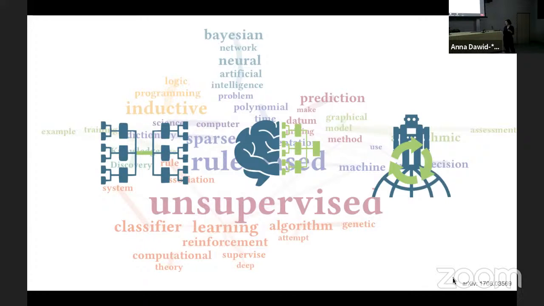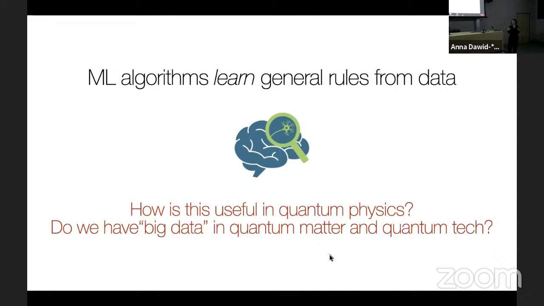This is just something that I found in an interesting arXiv paper about word cloud generation. But okay, this was just a quick thing, and you told me correctly that a machine learning algorithm learns general rules from data. So now I have the next question for you.